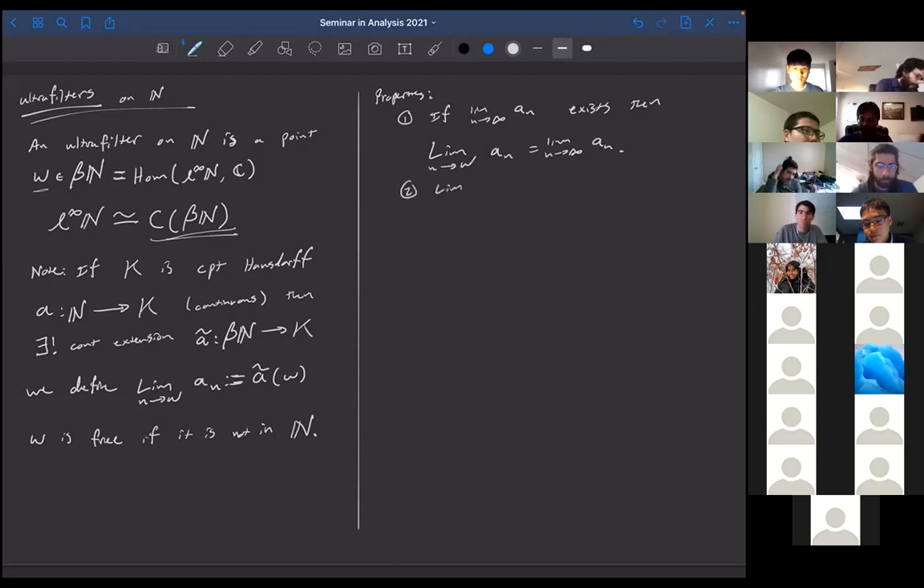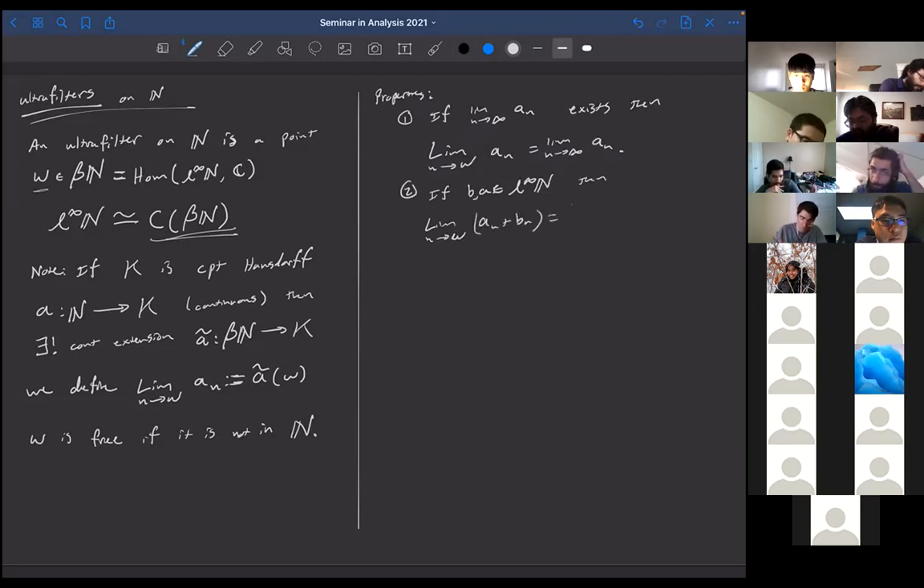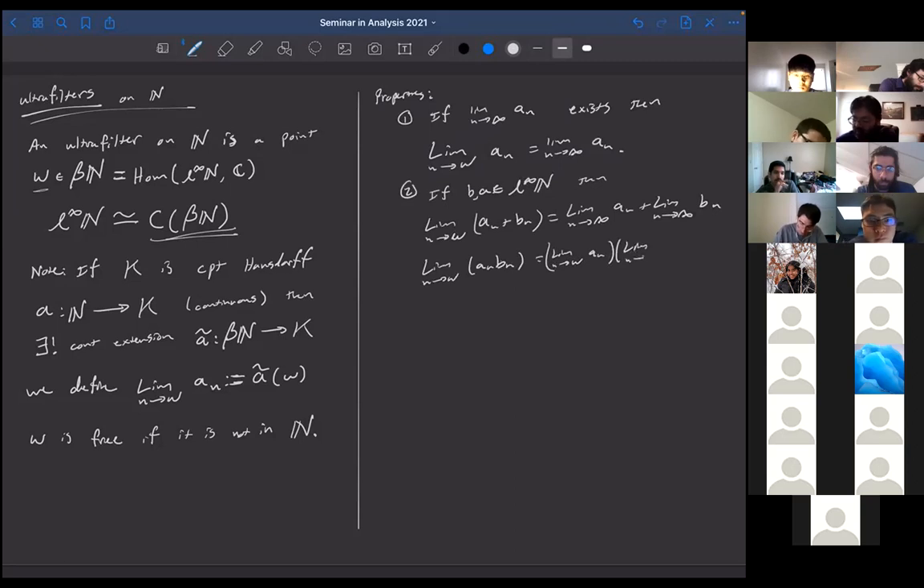So two is that this map lim is, well, this is for any compact Hausdorff space, but if we have a in L infinity of the natural numbers, so that means that its range is pre-compact in the complex numbers. So we can take limits. And if you have two of them, a, b here, then the limit as n tends to omega of a_n plus b_n is equal to the sum. So it's linear. Same with scalar multiplication, and also multiplicative. All right, so these are again usual properties of limits that you have.